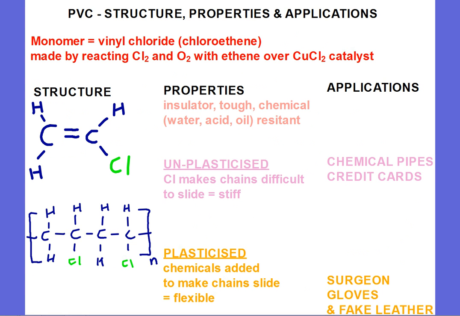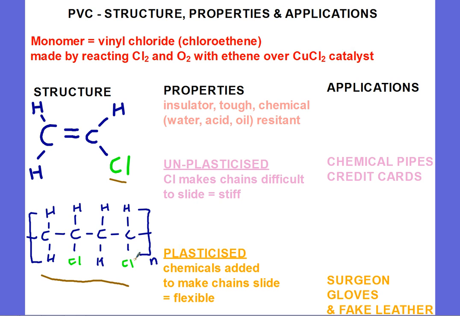Two other addition polymers we've got to study. The first one is PVC, or polyvinyl chloride. The monomer is vinyl chloride, or its systematic name is chloroethene, and that's made by reacting chlorine and oxygen with ethene over a copper chloride catalyst. The structure is there, it's got this extra chlorine atom as opposed to ethene having a hydrogen atom there, and when it forms a polyvinyl chloride polymer, that's the structure of the polymer. Every second one on this side is a chlorine atom. It's an insulator, it's tough, it's chemical resistant, such as water, acid and oil.